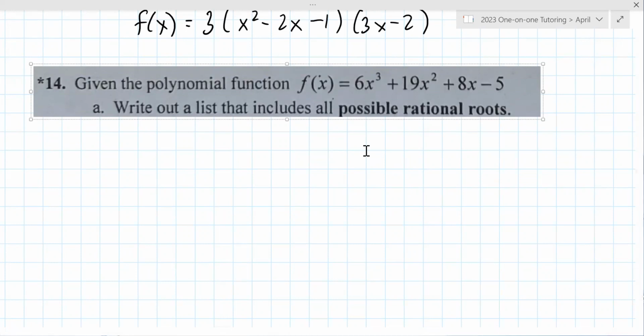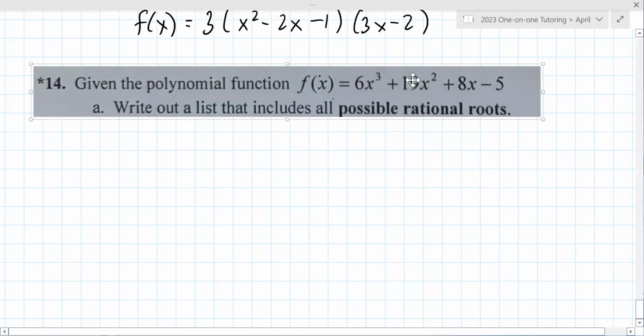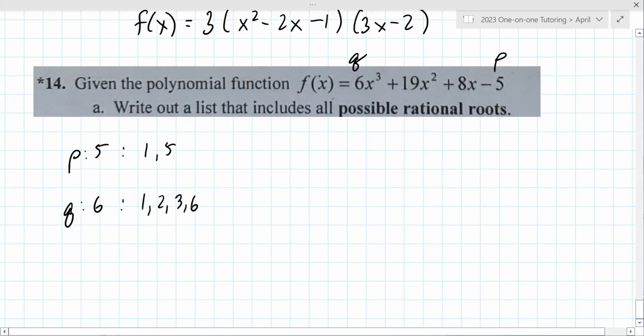All right, so given the polynomial function, you have to list all the possible rational roots. That's the P and the Q business here. So P is 5, Q is 6. The factors of 5 are 1 and 5. For Q, it's 1, 2, 3, and 6. And then you just write all the combinations.